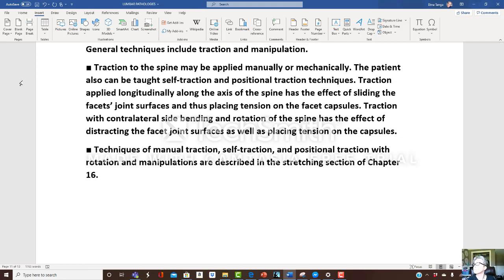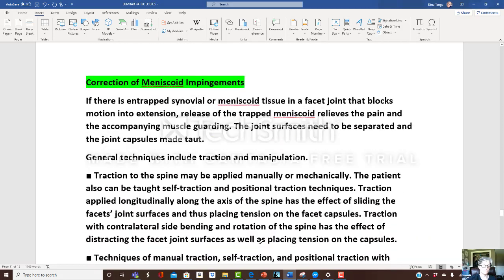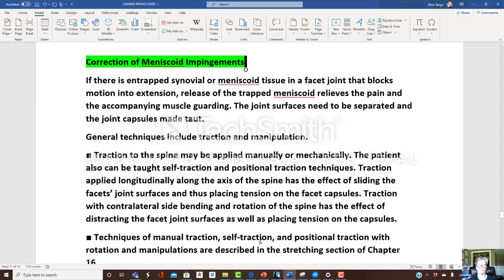General techniques include traction and manipulation. Traction to the spine may be applied manually or mechanically. The patient also can be taught self-traction and positional traction techniques. Traction applied longitudinally along the axis of the spine has the effect of sliding the facet joint surfaces and thus placing tension on the facet capsules.